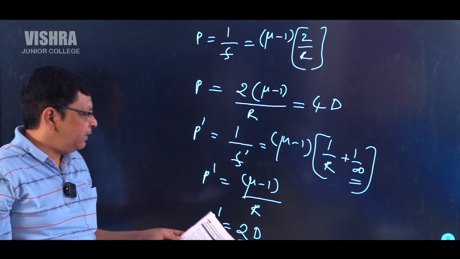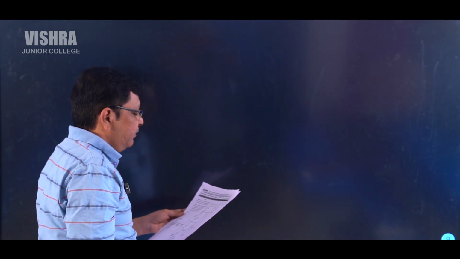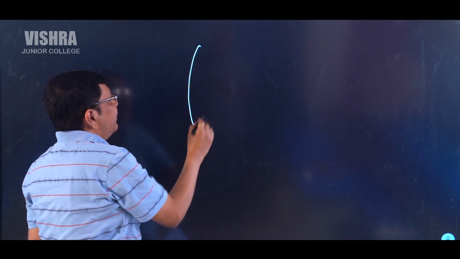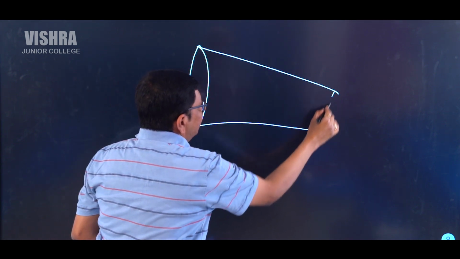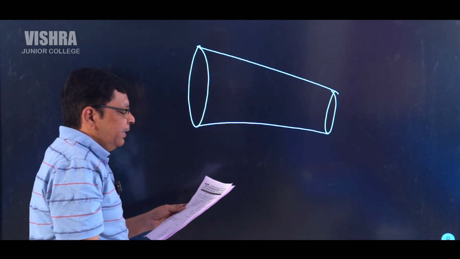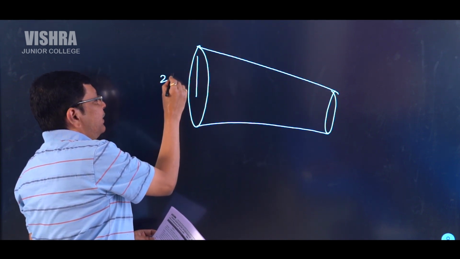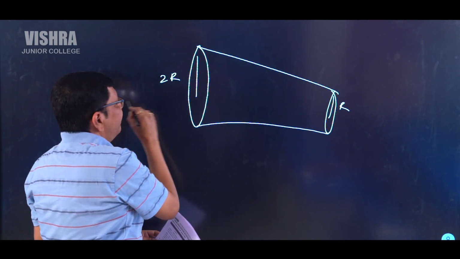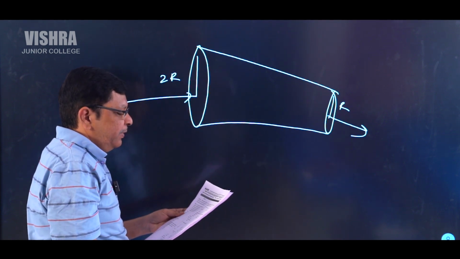Let us go for the next question. The next one is from fluid dynamics. Here he has given a tube of flow like this, and the radius of the tube decreases from 2r to r. So here the radius is 2r, here the radius is r, and fluid is entering the tube and leaving the tube.